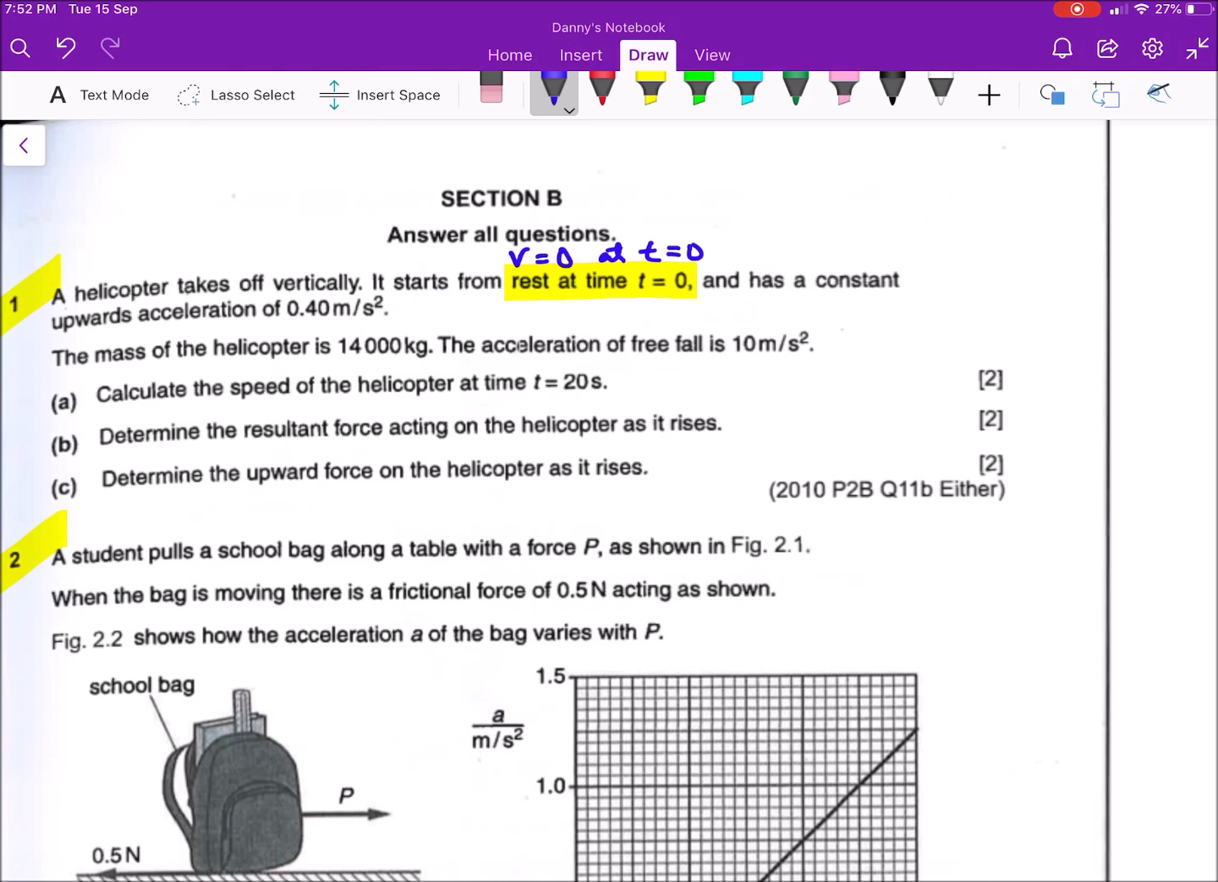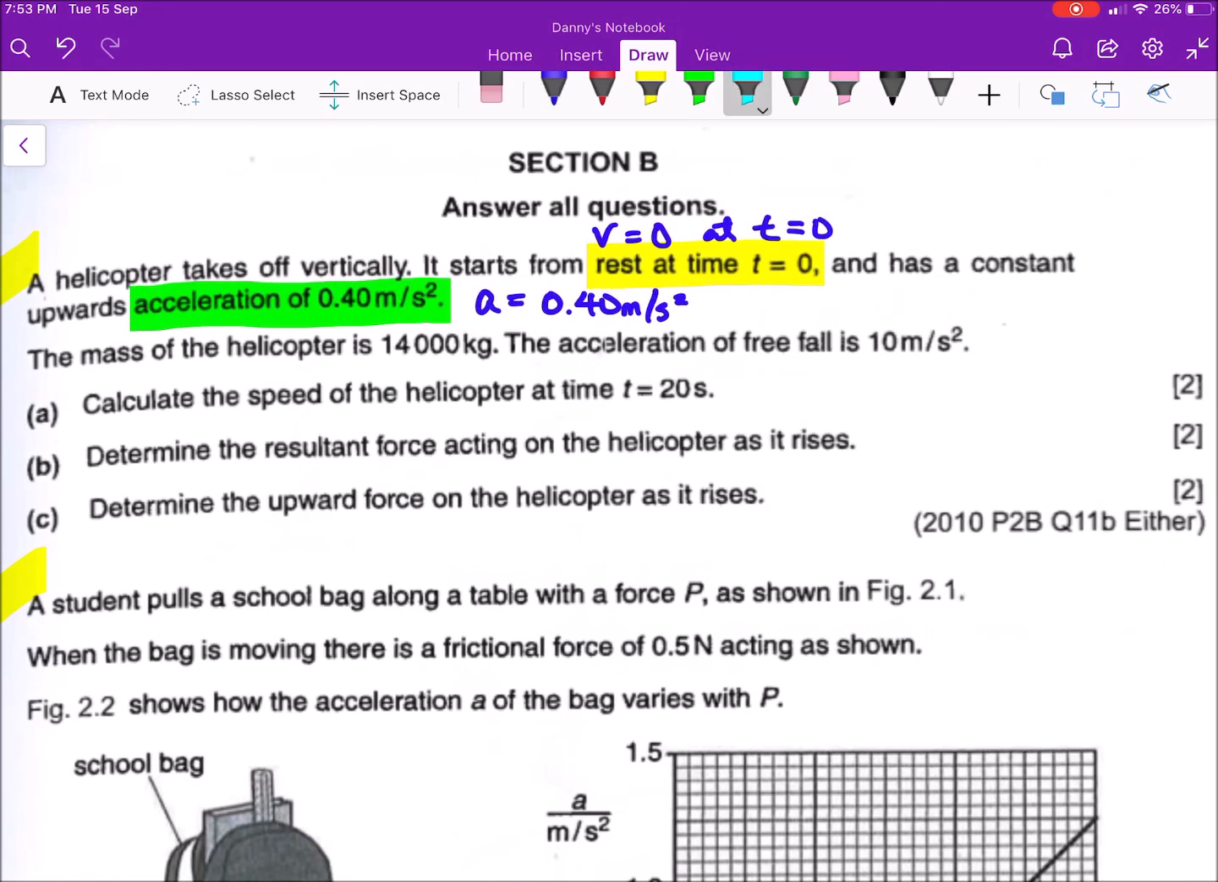Then it says that it has a constant upward acceleration. So now I know that my a is a constant number, equals to 0.40 meter per second square. This is my habit of answering questions. I will just sift out all the information in a form like this, so that I will know which information I have used. Sometimes if I cannot solve the equation, I will look through which information I have not used. Okay, so I will just write it back down here.